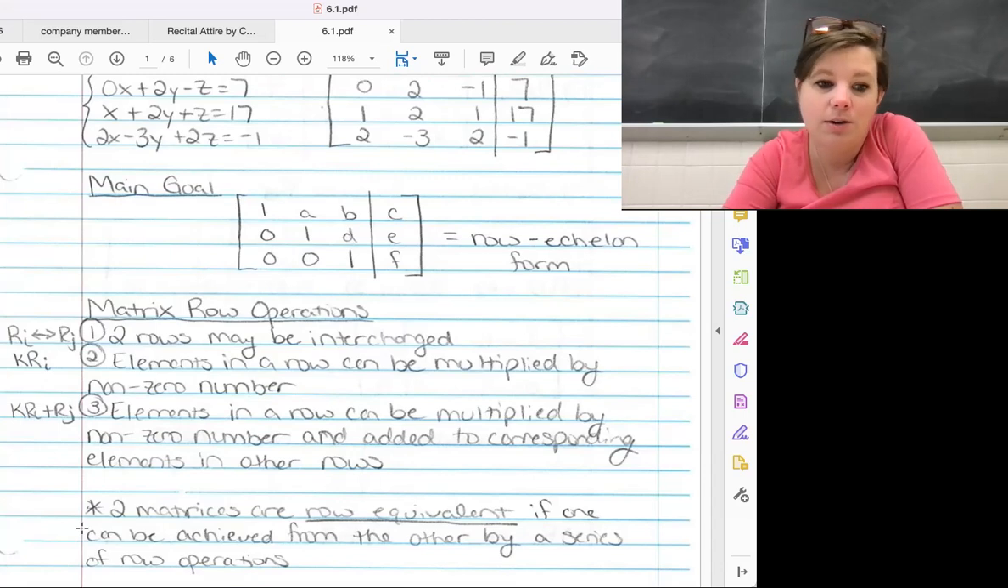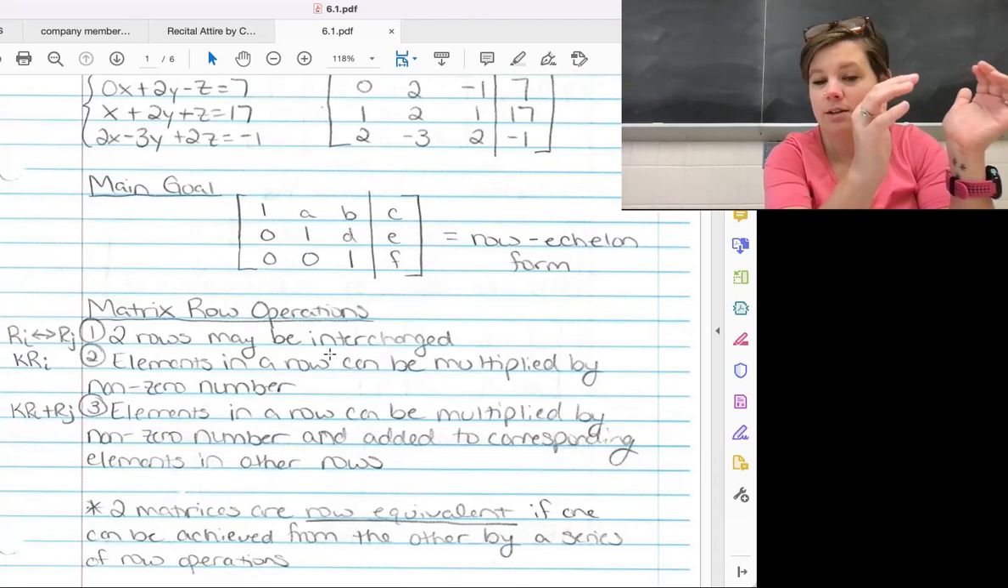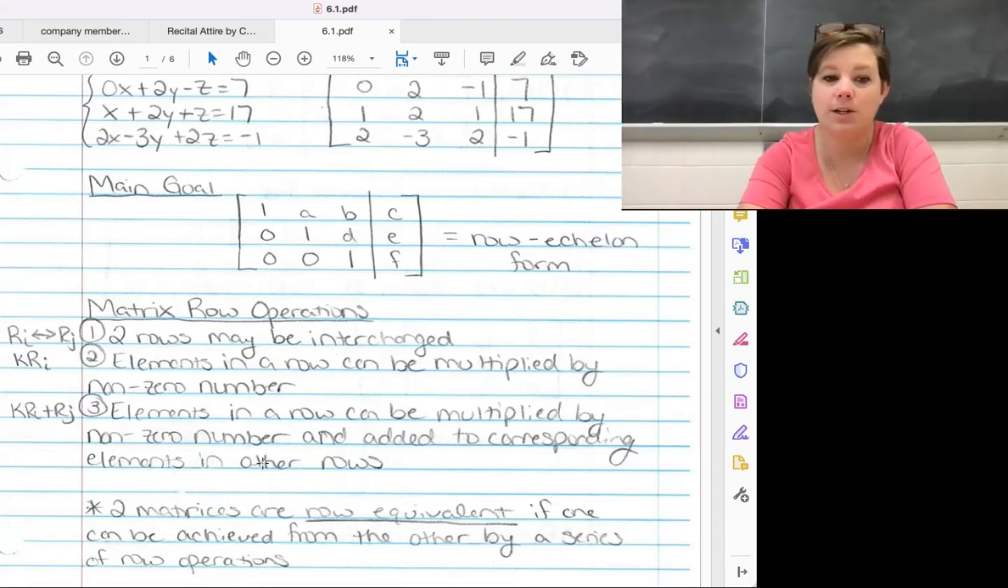One additional thing to note is that 2 matrices are row equivalent if one can be achieved from the other by a series of these operations. Basically, if you can get from matrix 1 to matrix 2 by doing these row operations, then they're called row equivalent. You don't really need to know that, but it's good to note.